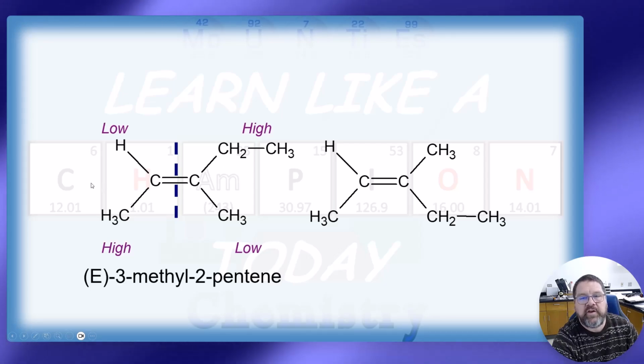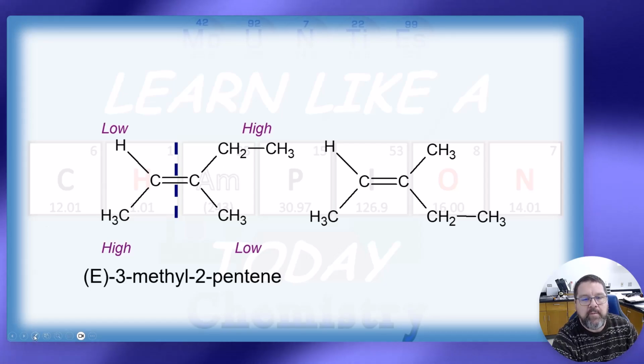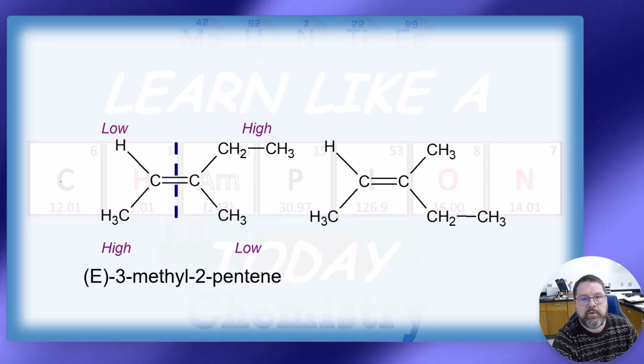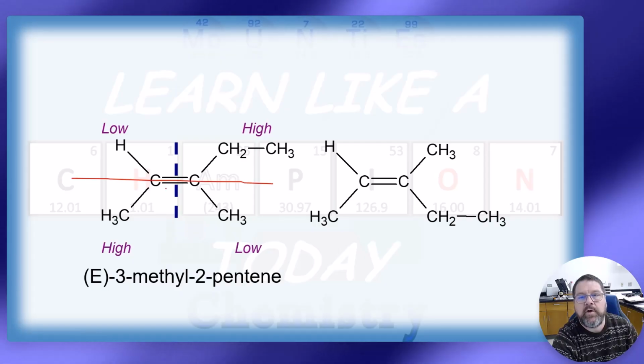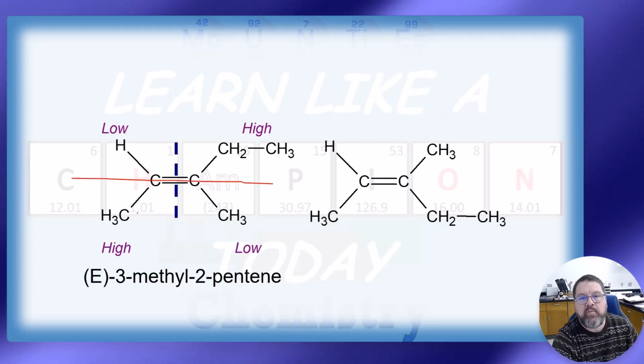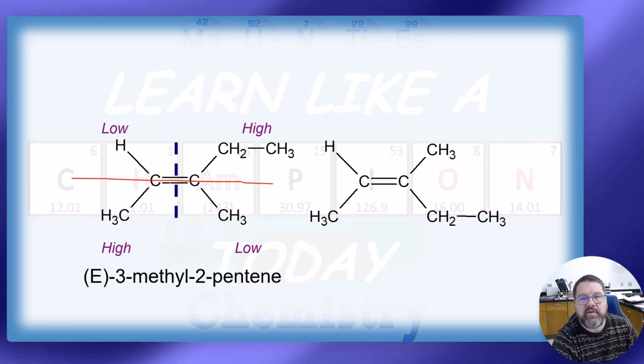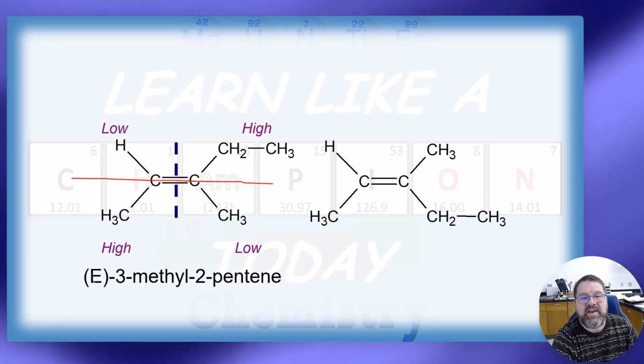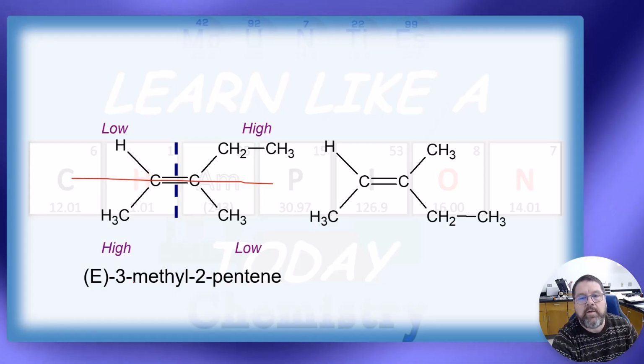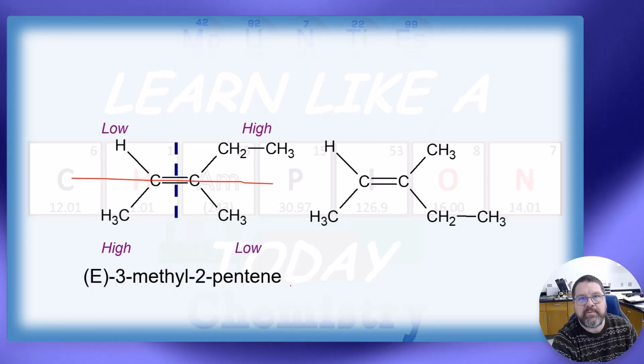Now we consider the imaginary line that runs through the double bond, and our high priority groups are on opposite sides of that double bond line, and so this would be entgegen, so it would be E, notice it goes in parentheses, 3-methyl 2-pentene.